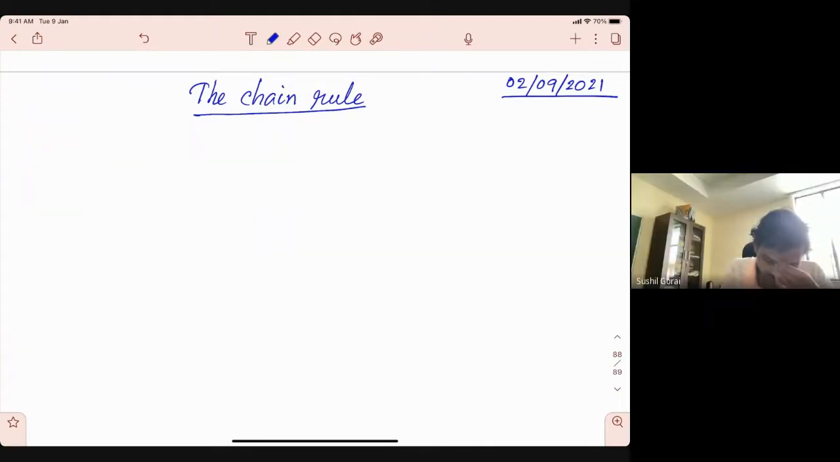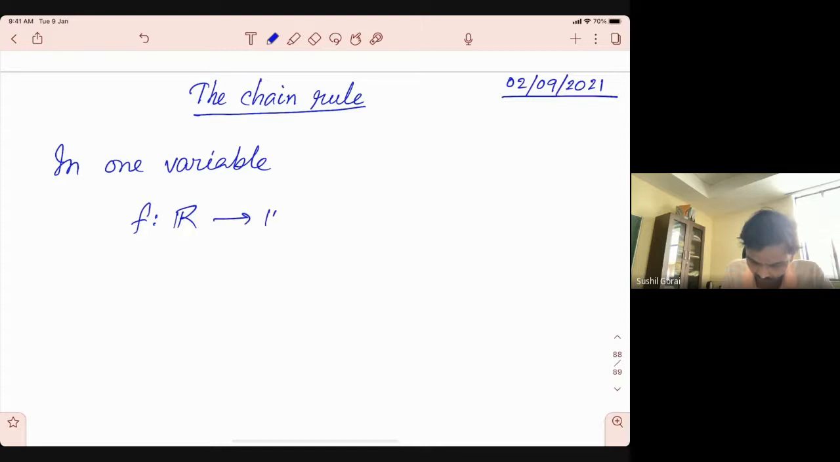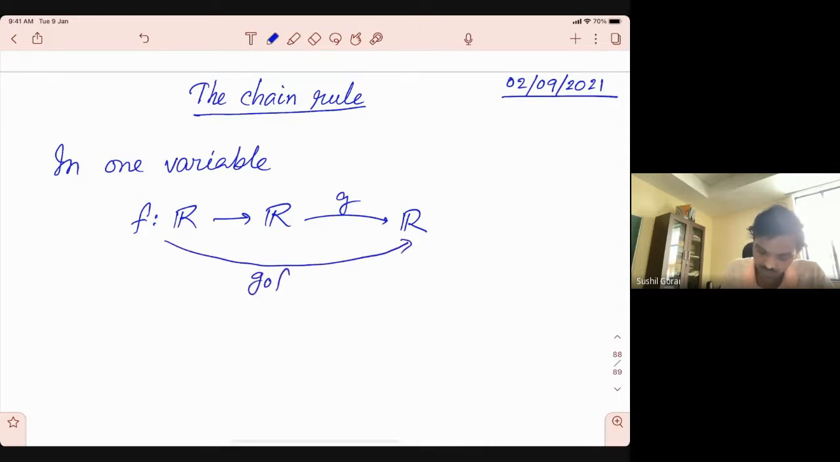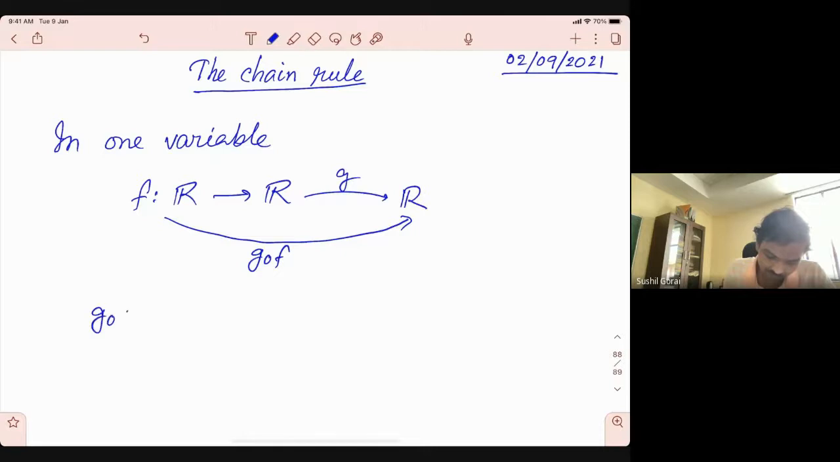So in one variable, you have f from R to R, and of course an interval or an open subset of R is good enough. And you have g here. Then you are looking at the composition, g compose f. So the derivative of g compose f is g'(f(x)) times f'(x), right?